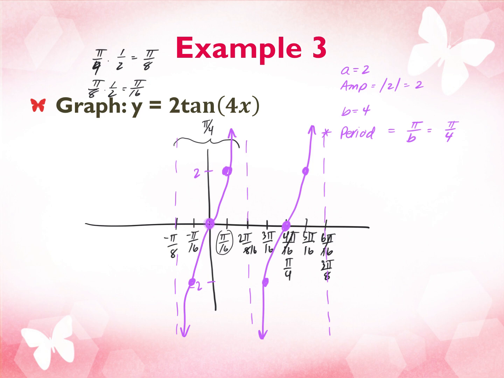If you wanted to go to the left, you could do the same thing. I'm going minus pi over 16 every time. So this would be minus 3 pi over 16, minus 4 pi over 16, minus 5 pi over 16, and minus 6 pi over 16. I know that this would be my asymptote here. In the middle of that would be my 0. In the middle of the 4 pi over 16 and negative pi over 8, I would have my 2. And in the middle of the other one, I would have my negative 2.